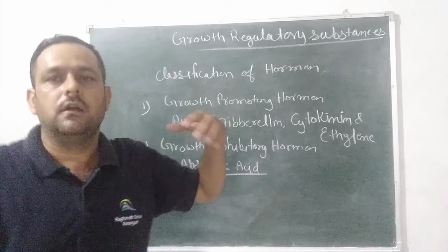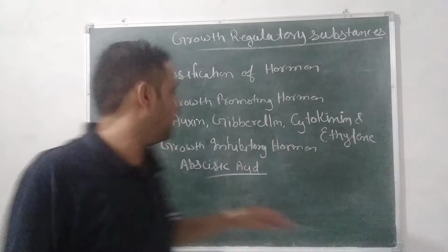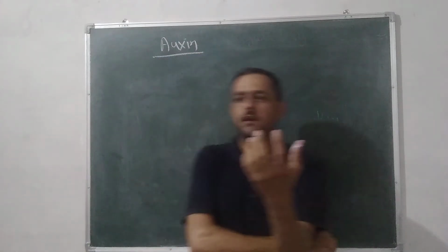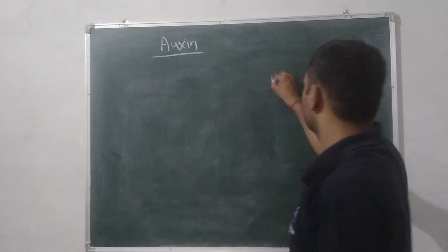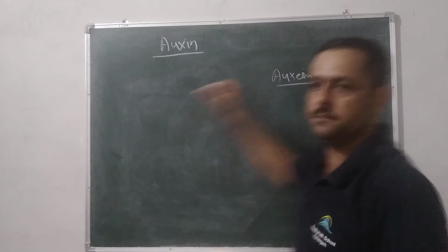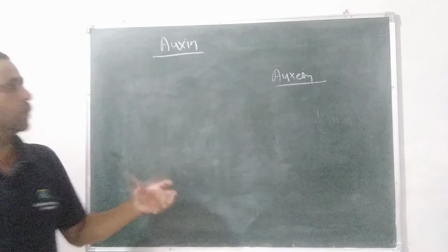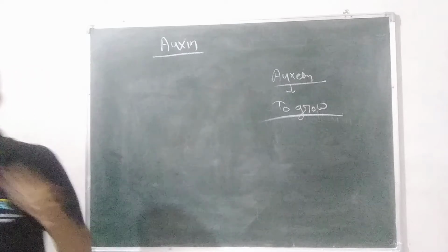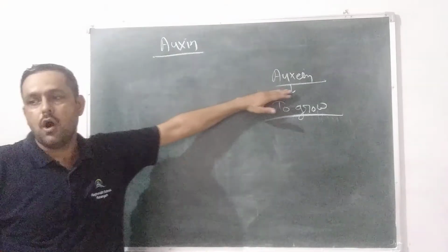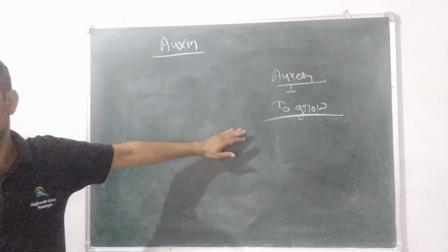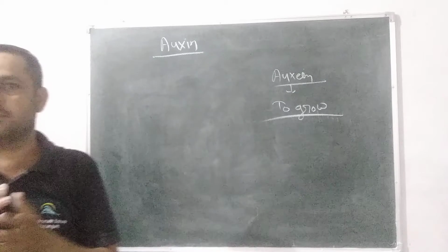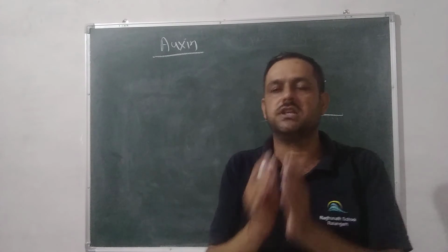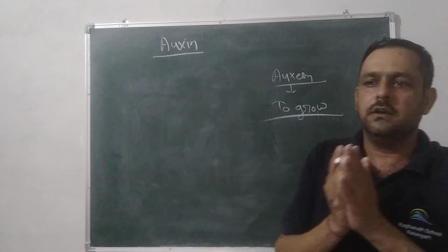We study these hormones in detail. First of all, starting from auxin. The term auxin has been derived from the Greek word auxein, which means to grow. Auxin is a plant growth hormone which was discovered first, promoting elongation in the shoot apex and root apex.